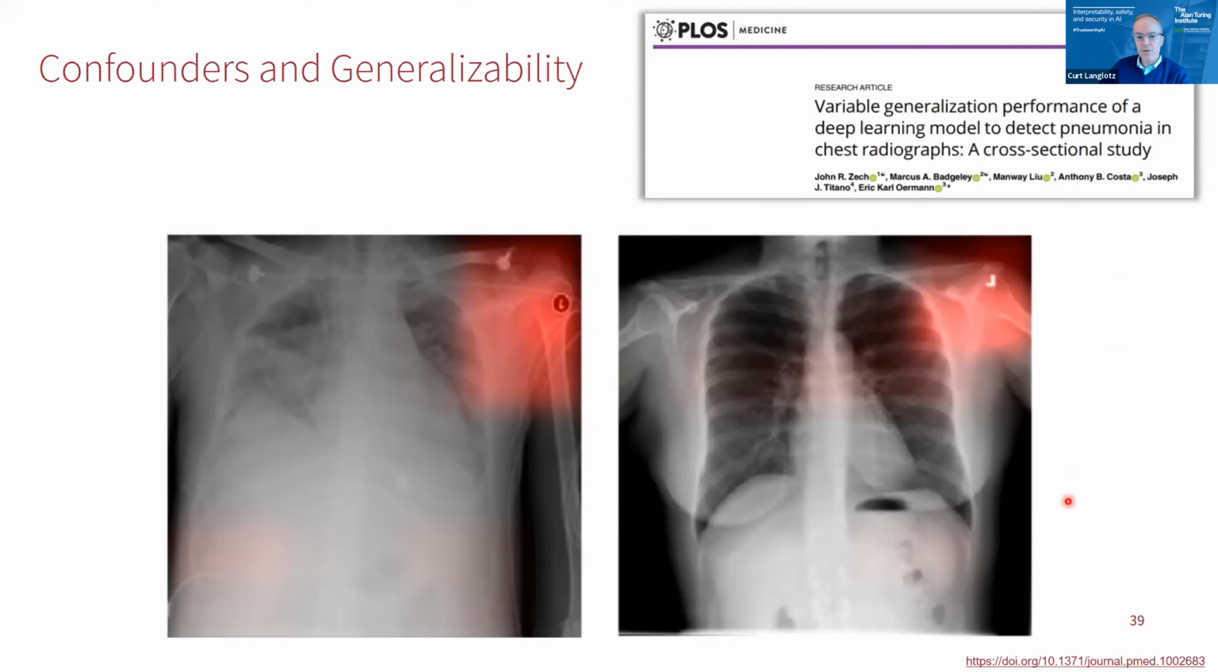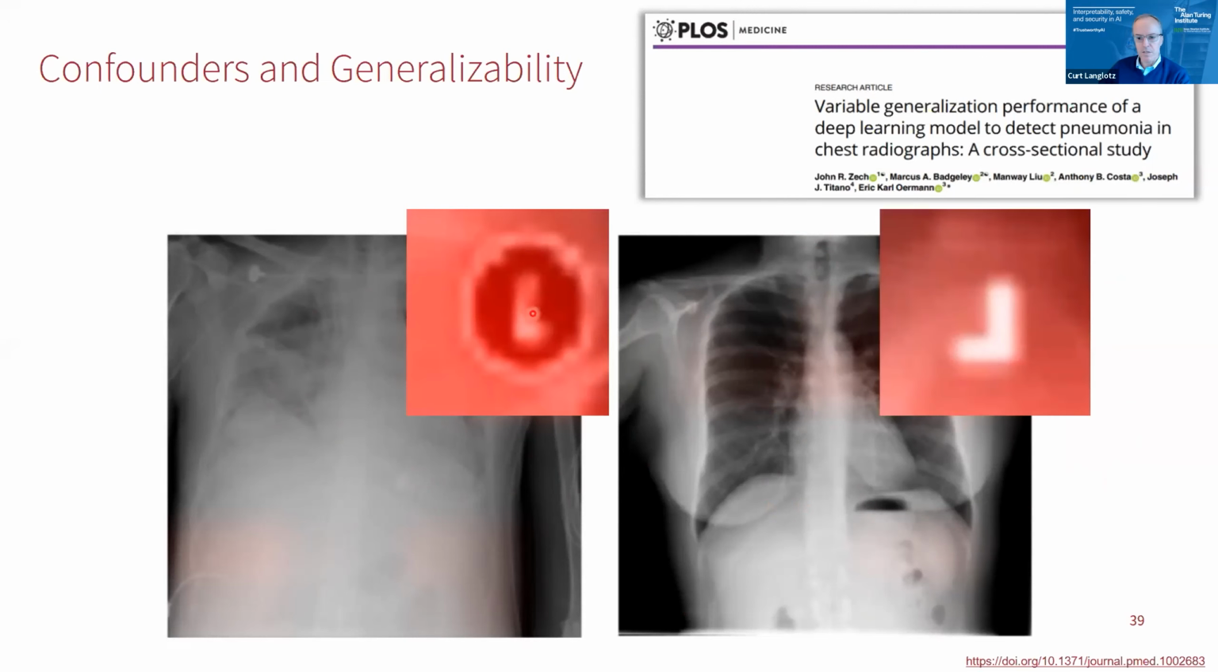And so what the algorithm ended up doing was, rather than really looking at the information in the lungs, looking at the markers on the image, because these two hospitals use slightly different markers. Here's an L with a circle around it. Here's a backwards L. And so that ended up being the information that is used. And that obviously will affect generalizability if your algorithm's training on the wrong thing.